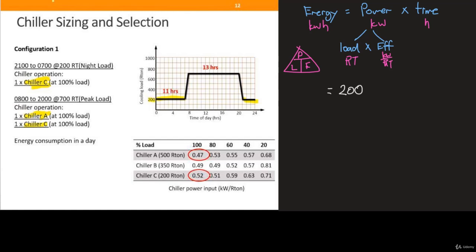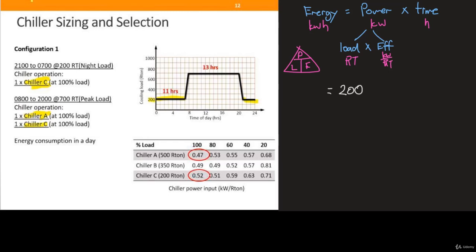So energy is equal to power times time. So you will need to take the load, load times efficiency times time.